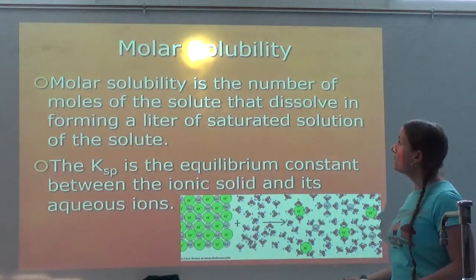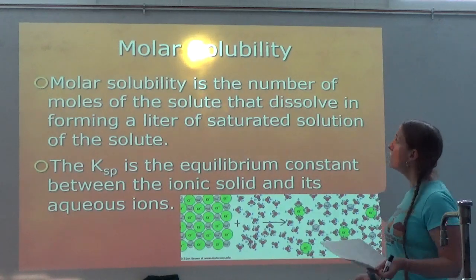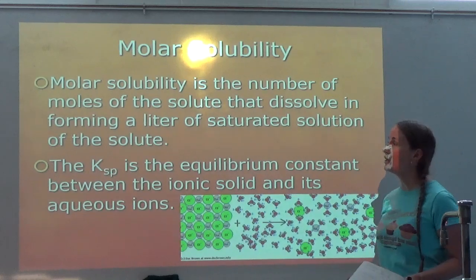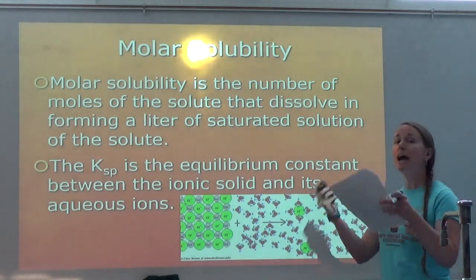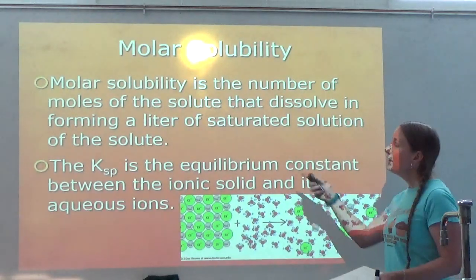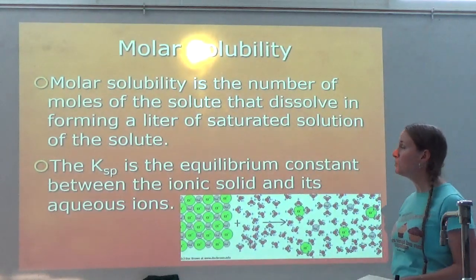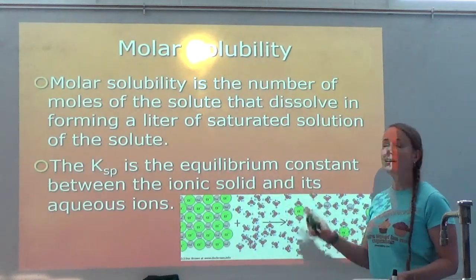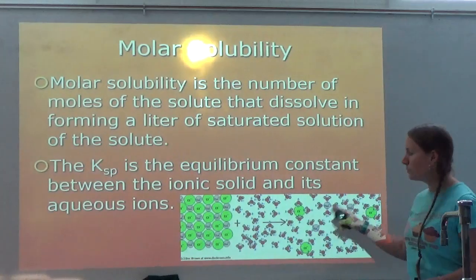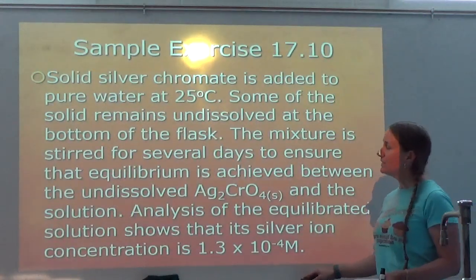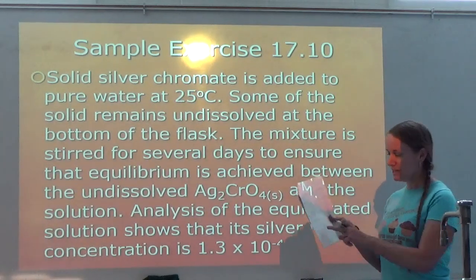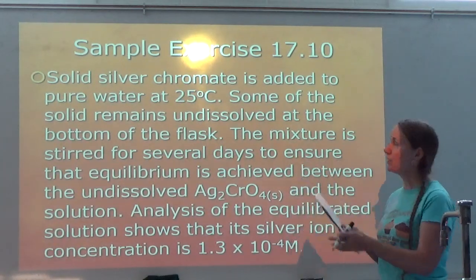So molar solubility is the number of moles of the solute that dissolve in forming a liter of saturated solution of the solute. Okay, so we're talking about how much will dissolve to make a saturated liter of solution. The Ksp is the equilibrium constant between the ionic solid and its aqueous ions. Okay, so we have the solid versus when it breaks apart. So let's look at our first one. This question is super duper long, but don't worry, the work is not. I only spent this much room working on it.